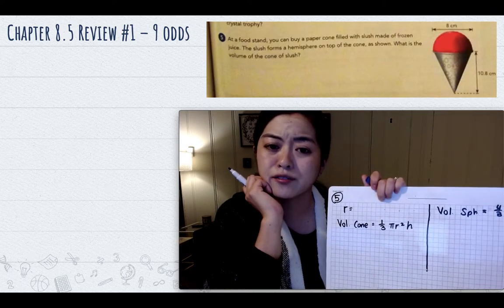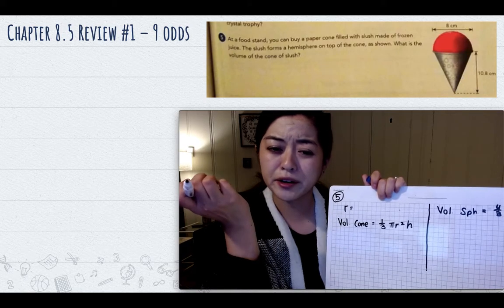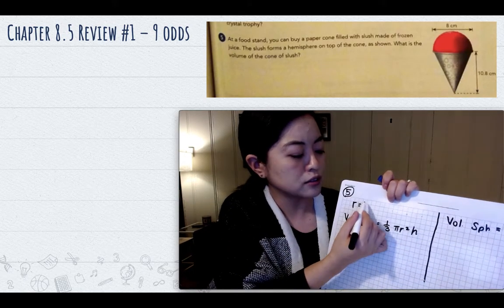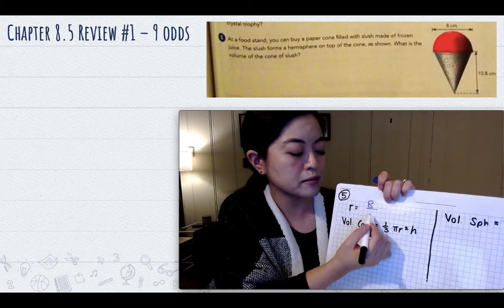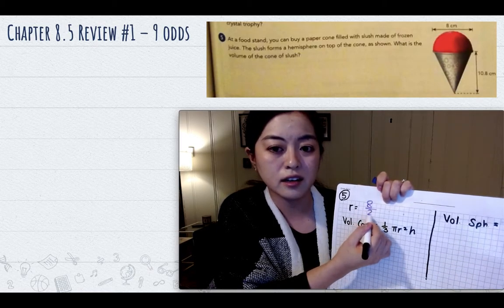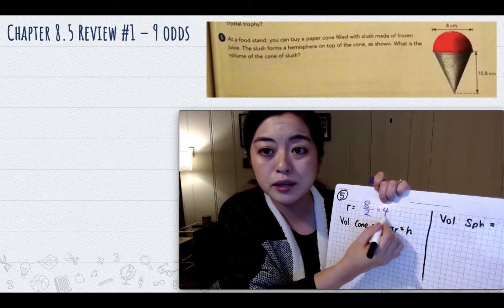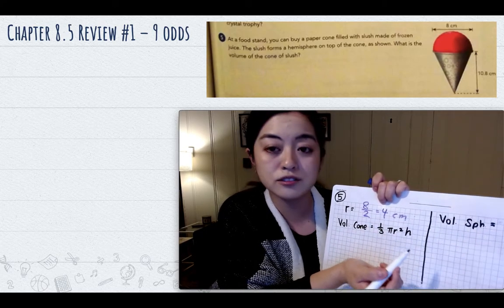And how do I find the radius from the diameter? Well, I just need to divide it by 2, right? So the diameter is 8. I'm going to divide it by 2, and that becomes 4 centimeters as the radius.